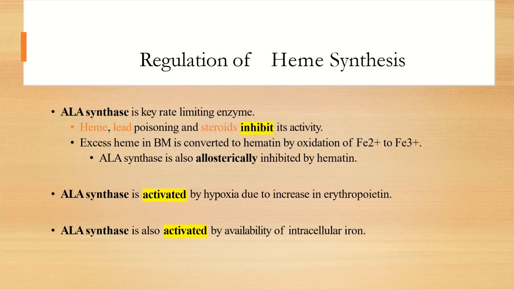Moving on to the regulation of heme synthesis. ALA synthase is a key rate limiting enzyme. Heme, lead poisoning, and steroids inhibit its activity. Excess heme in bone marrow is converted to hematin by oxidation of Fe2+ to Fe3+. ALA synthase is also allosterically inhibited by hematin. ALA synthase is activated by hypoxia due to increase in erythropoietin. ALA synthase is also activated by availability of intracellular iron.